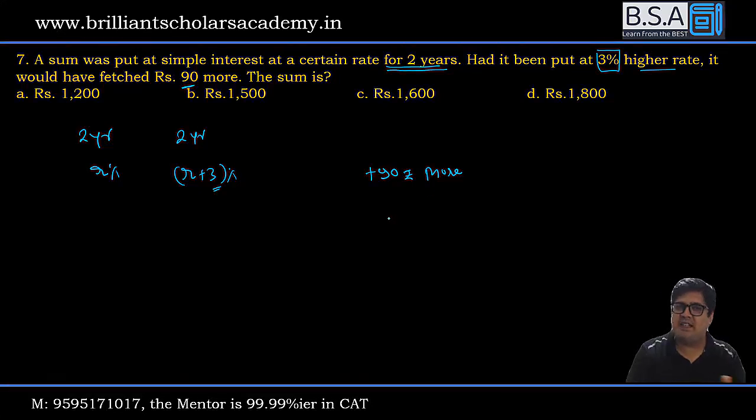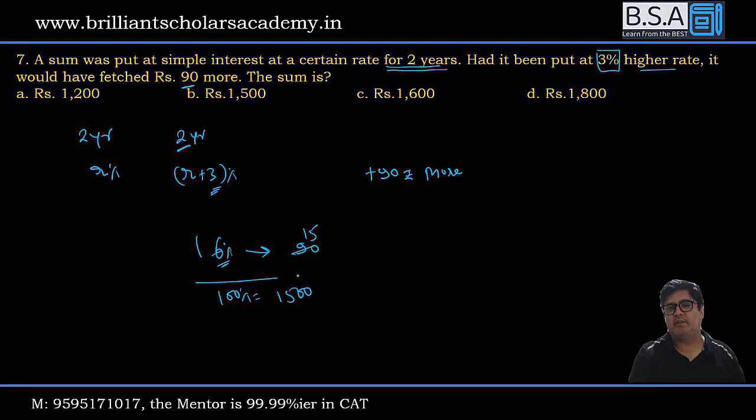So without much hesitation, you can simply say, 2 years, 3% means 6% earning. 6% is rupees 90. So 1% should be rupees 15. 100% should be rupees 1500. To be done almost verbally, whatever increment you have in the percentage, it will reflect in the amount. We are saying 3% higher rate gives us 90 rupees more.